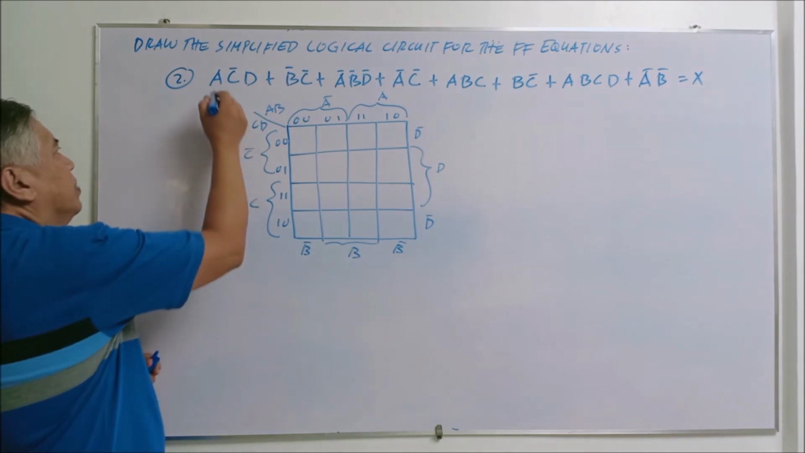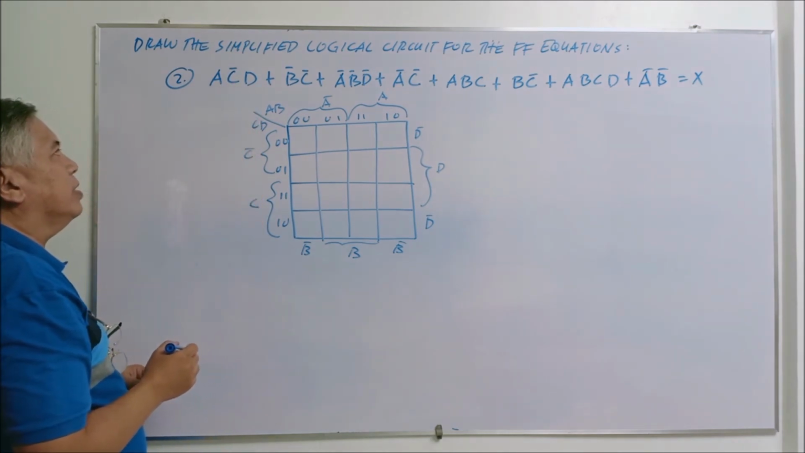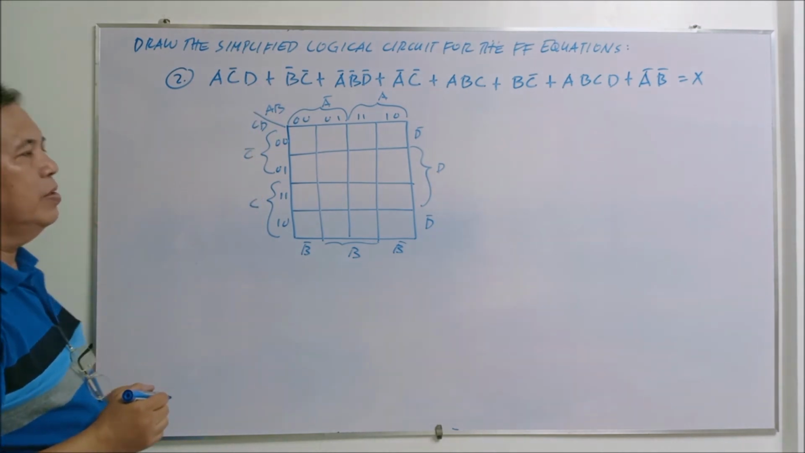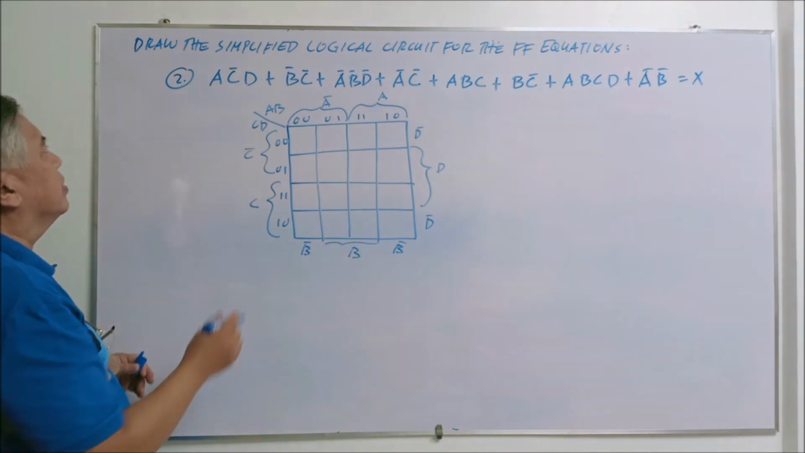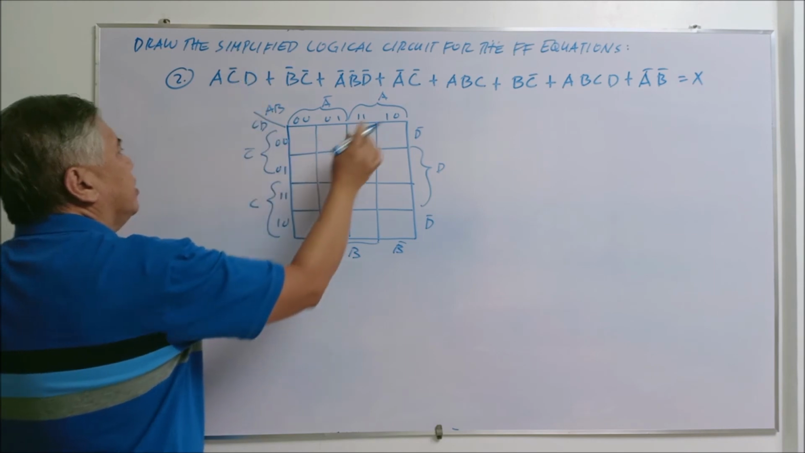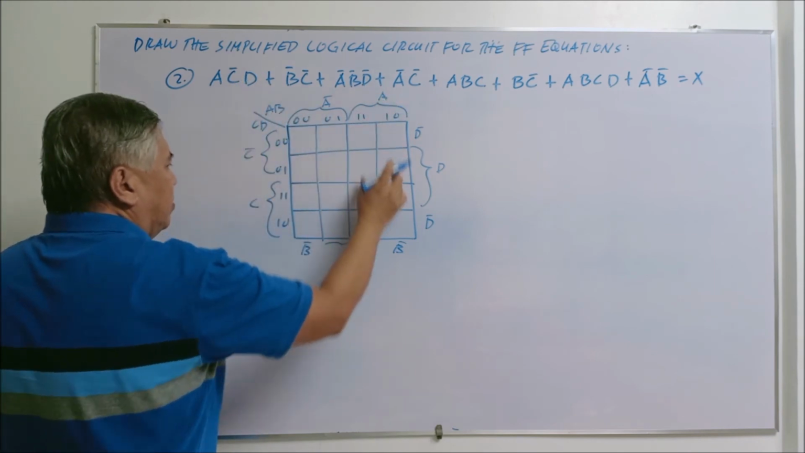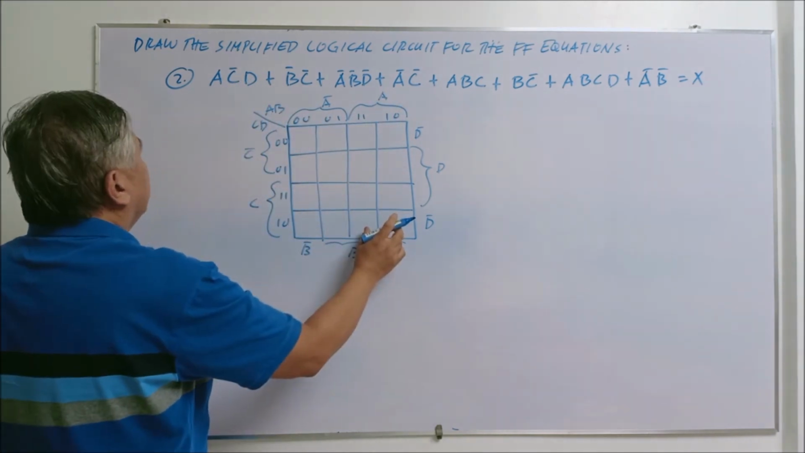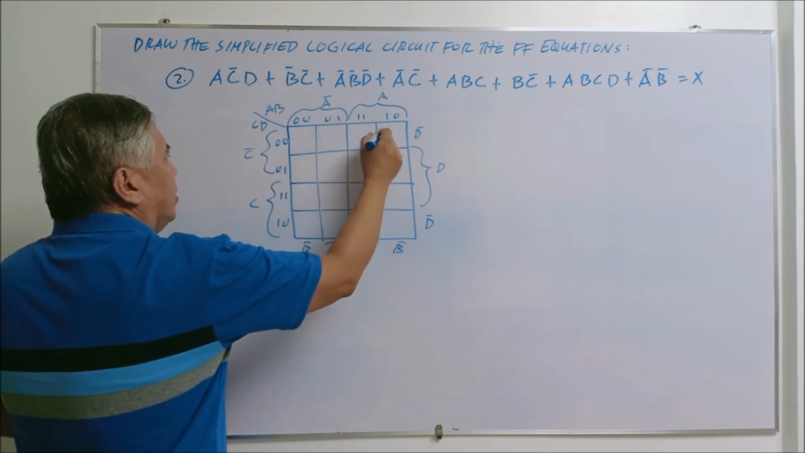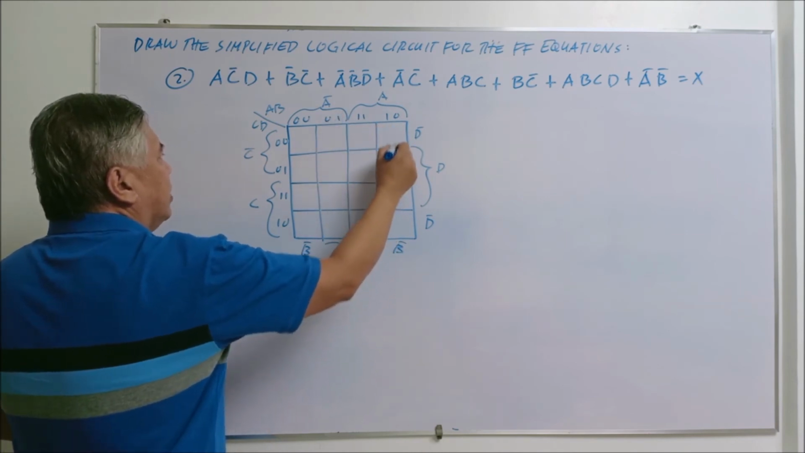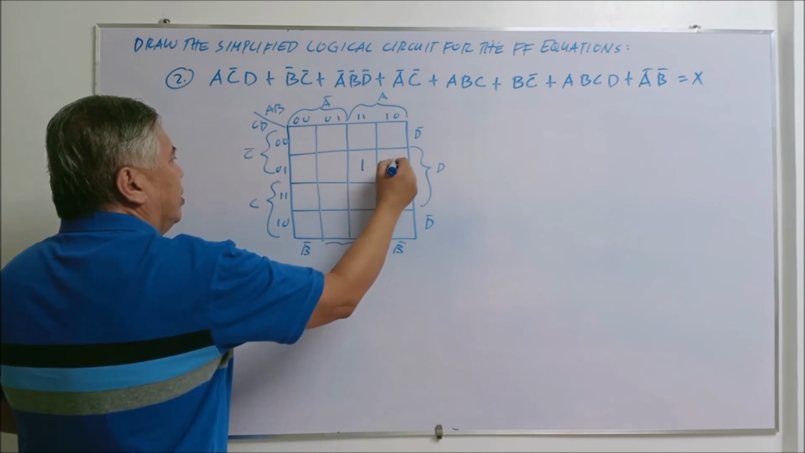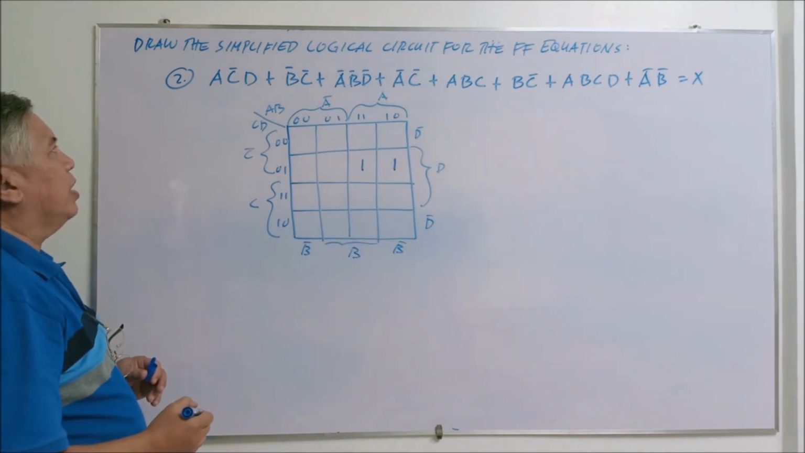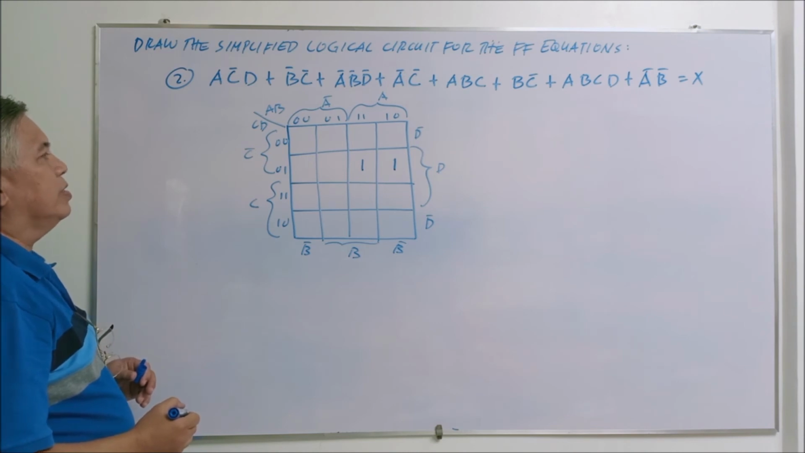Okay, so we have A, C bar, D. That is a 3-variable term that represents 2 adjacent cells. So you have A here, then C bar, that is this one here, so you have 4 cells, and then D, that is this one. So you have 2 adjacent cells. That is A, C bar, D.